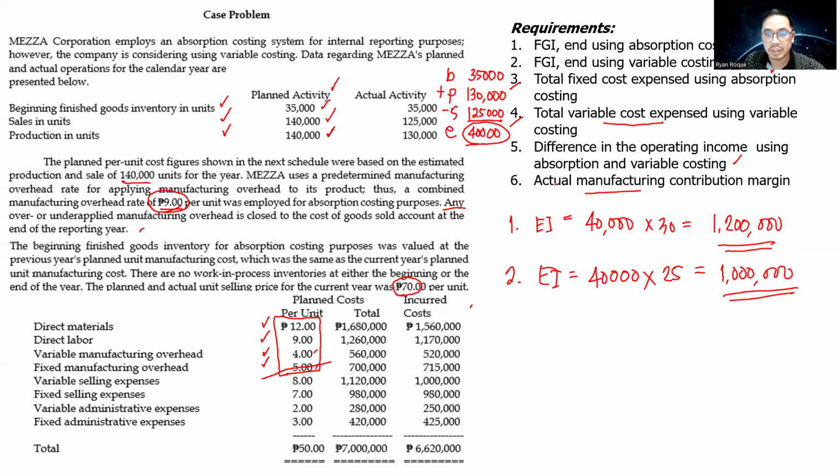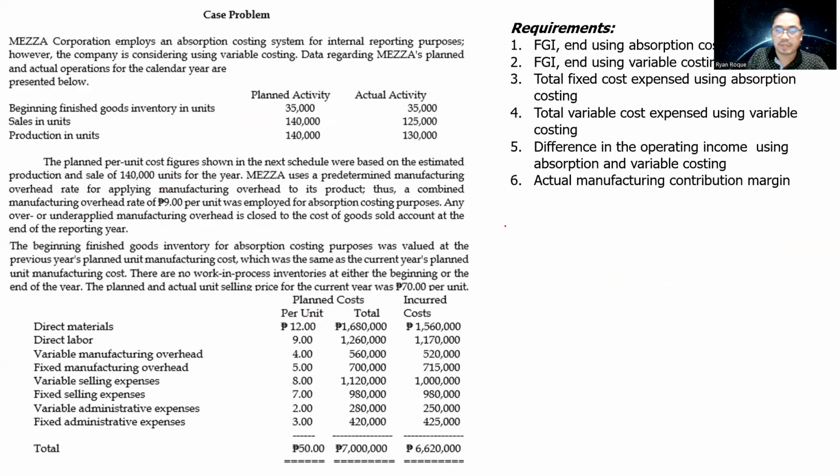Okay, so let's now answer number 3. For number 3, we are asked for the total fixed cost expense. Remember, we are going to include any over or under applied. But we all know if we are asked how much would be expensed, and this is under absorption costing method, we will expense a fixed cost, which is part of the product cost, based on the number of units sold. So that would be the FOH, carried by the number of units sold, which is 125,000. And also, we are going to expense the fixed selling and administrative expenses.